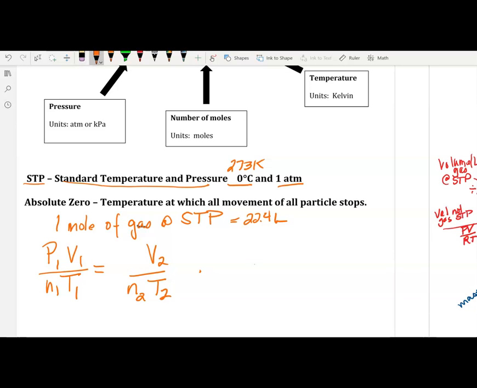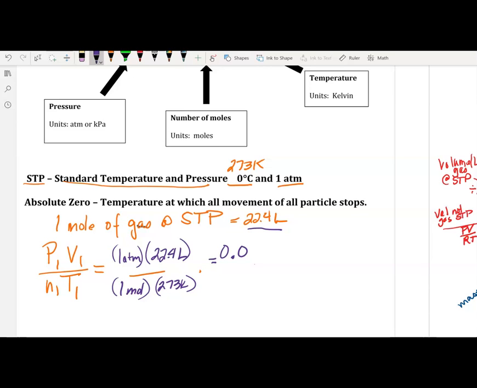1 atmosphere. So we can put in 1 atmosphere. What's my volume at STP of 1 mole of gas? 22.4 liters. My 1 mole is N2. And what is my temperature at STP? 273. So if we go through and do the math for that, we end up with a number 0.0.